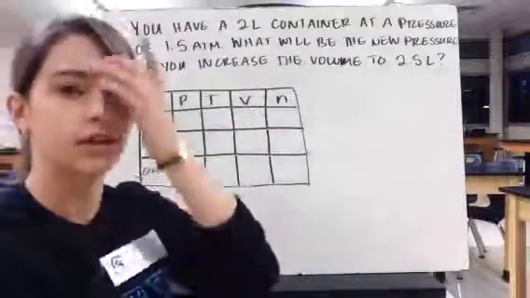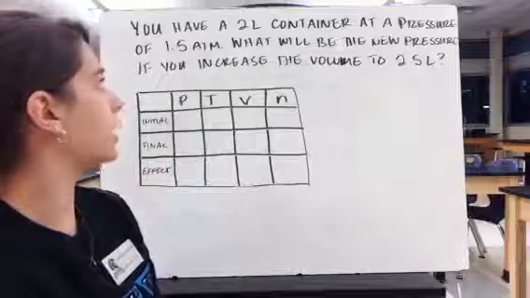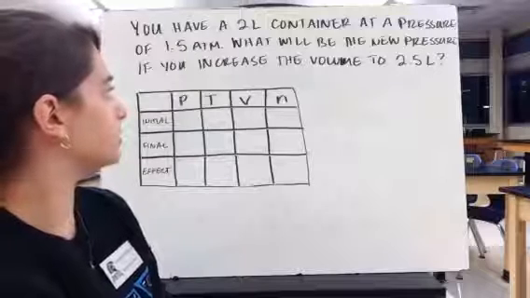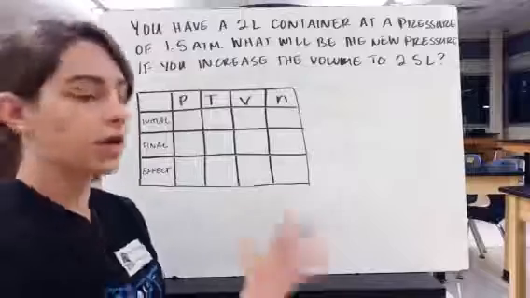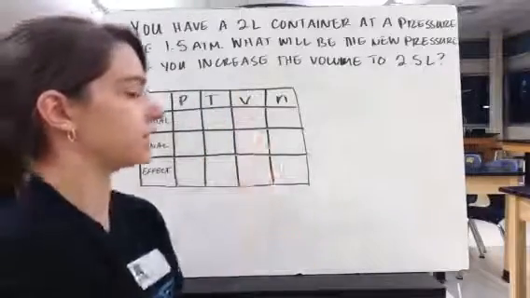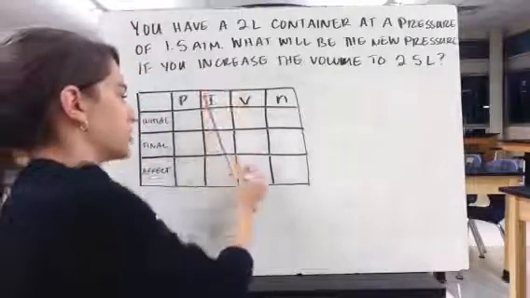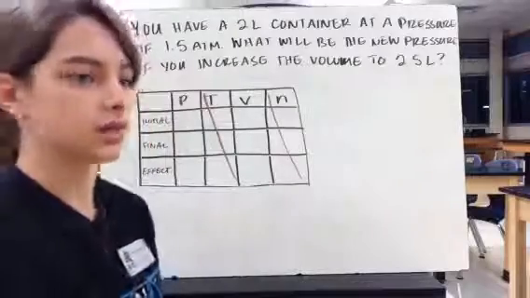So we're going to jump right into our first example. Our first example says, you have a 2-liter container at a pressure of 1.5 atmospheres. What will be the new pressure if you increase the volume to 2.5 liters? For each of our problems, we have a table here, and each column represents one of the variables. In this case, we're only going to be looking at pressure and volume, so we can cross out T and N, because we're not going to be concerned with those.